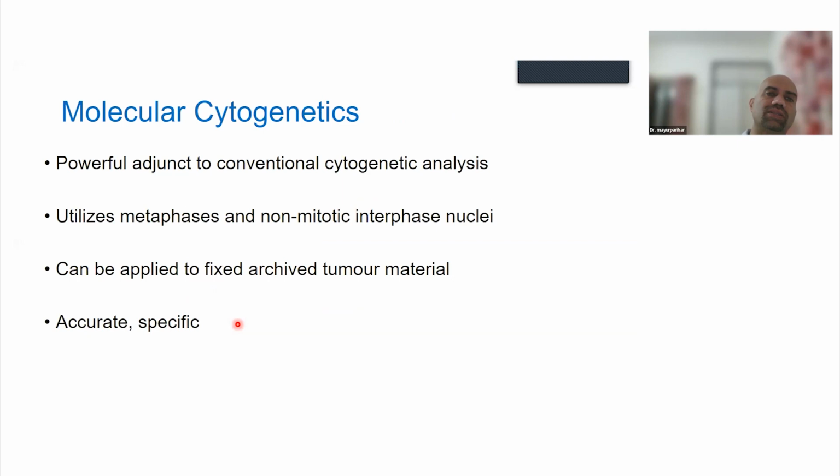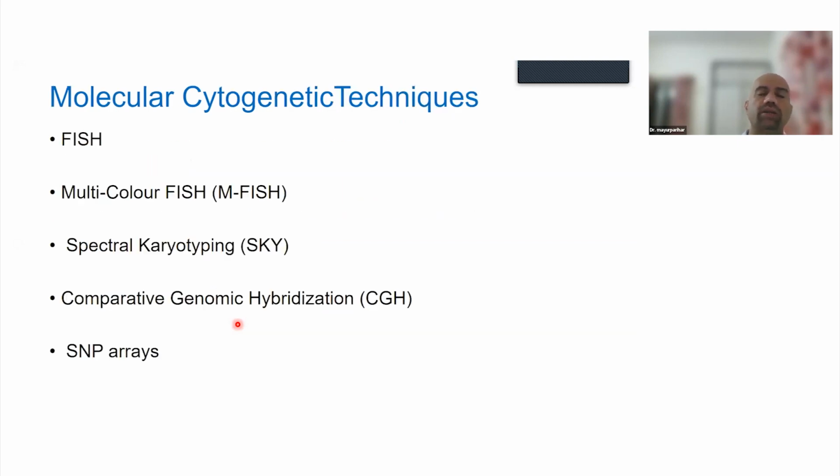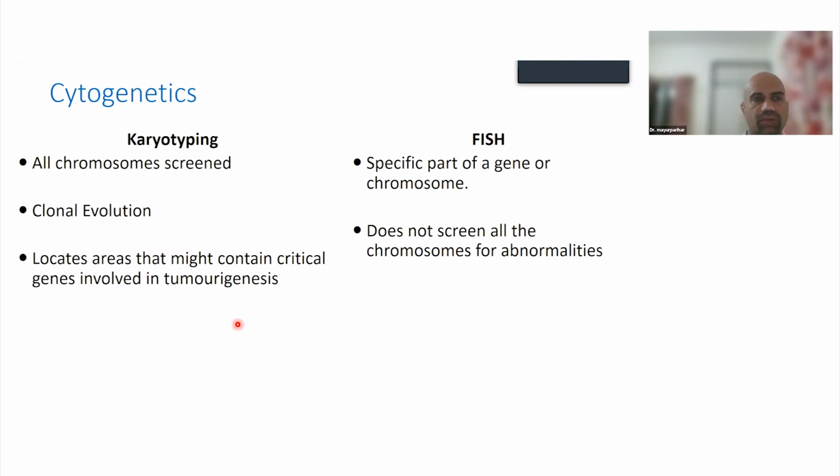Molecular cytogenetics is a marriage between conventional cytogenetic and molecular techniques, wherein you can use probes or sequences of nucleotides to do your cytogenetic study. And the molecular cytogenetic techniques are FISH, which I will talk about in detail as we go ahead, multicolor FISH, spectral karyotyping, comparative genomic hybridization, and SNP arrays.